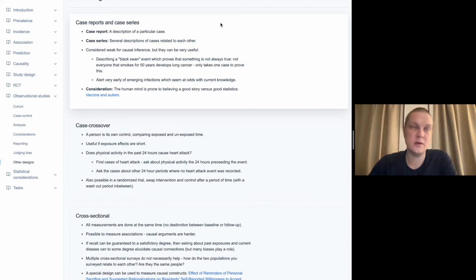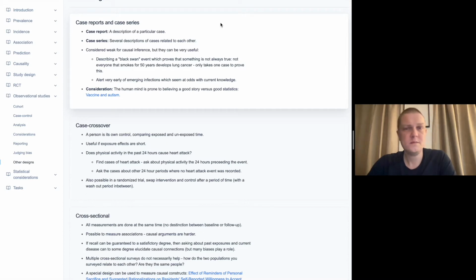Describing a black swan event which proves that something is not always the case. So if I say that not everyone that smokes for 50 years develops lung cancer, well then it only really takes one case to prove this. I only need to find one person who smoked for 50 years and doesn't have lung cancer to prove that statement. They are useful for alerting for early emerging infections, which seem at odds with current knowledge.